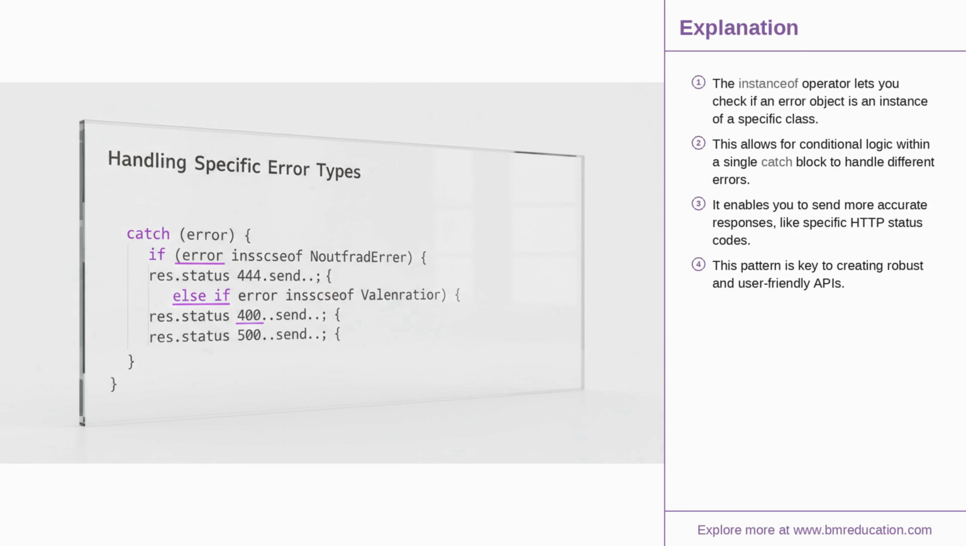Now, with our custom error classes, we can make our catch blocks much more intelligent. Using the instanceof operator, we can check the specific type of error that was caught and take different actions. If it's a not found error, send a 404 response. If it's a validation error, send a 400. For any other unexpected error, we can fall back to a generic 500 error. This makes our handling logic precise and robust. Let's see how to apply this at scale in an Express app.